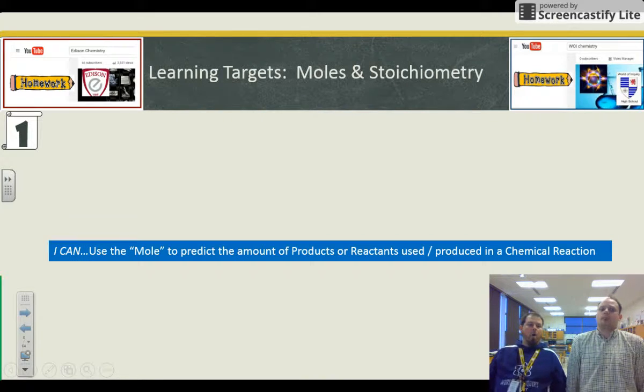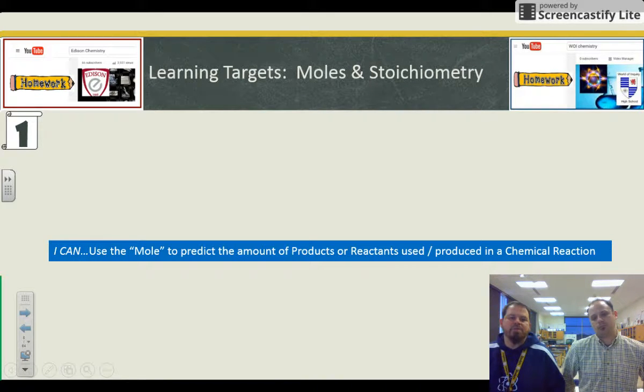The mole is going to help us predict products and reactants in a chemical reaction. Where are they? Which side of the arrow? It's very important. And for some reason, there are a few students every year that seem to get them backwards.